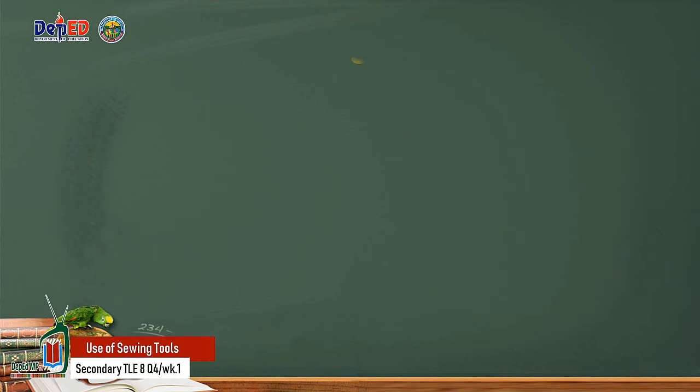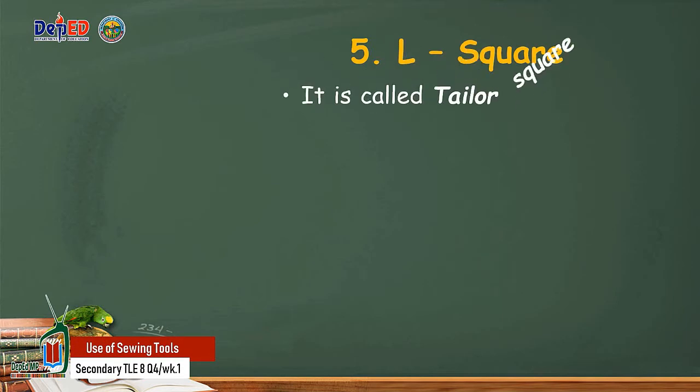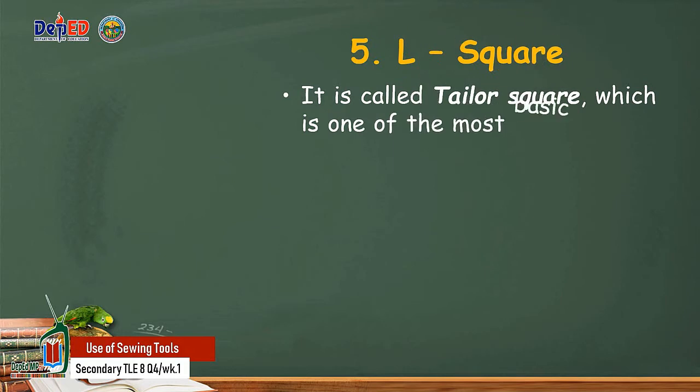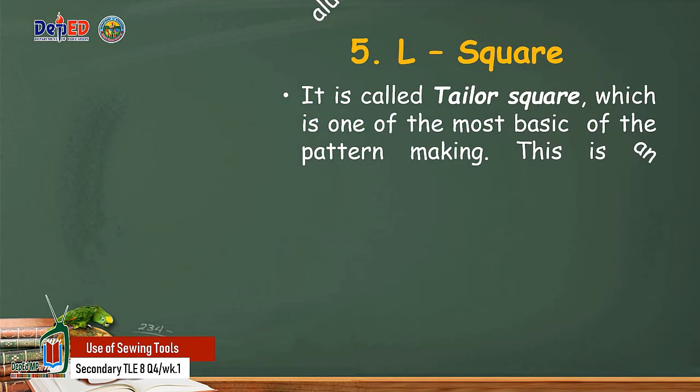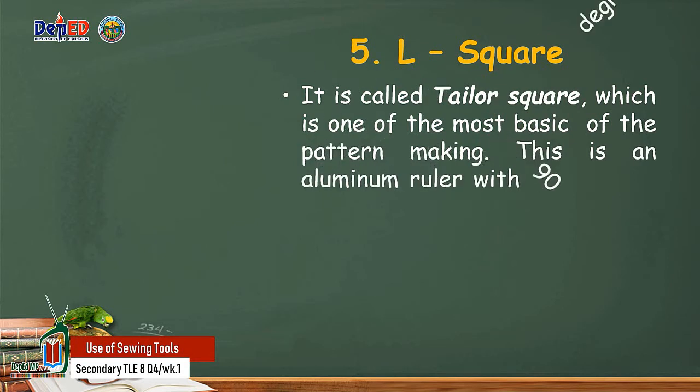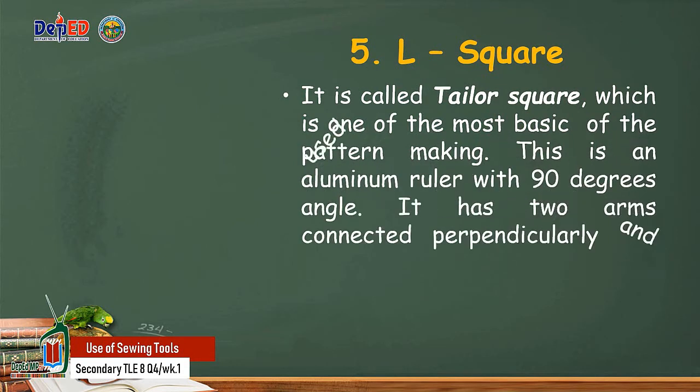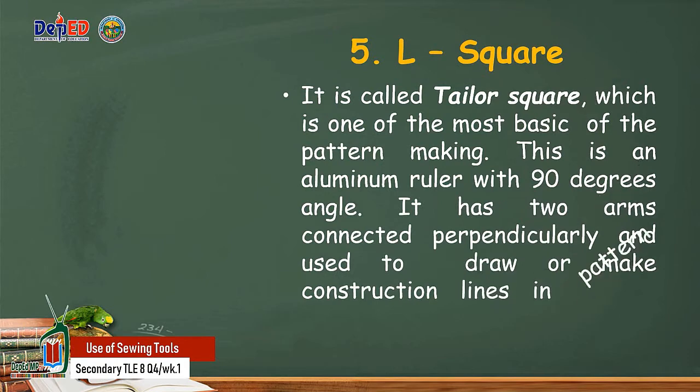Number 5. L-square. It is called the tailor's square, which is one of the most basic tools of pattern making. It is an aluminum ruler with a 90 degrees angle. It has 2 arms connected perpendicularly and is used to draw or make construction lines in pattern drafting.